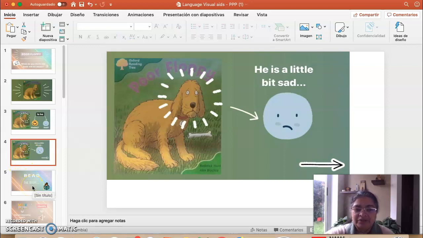What are we going to do? Look at the words poor Floppy. When you have this word poor Floppy, poor means that something is not right. Is something in his life strange? Something is happening, and let's see what is the situation.